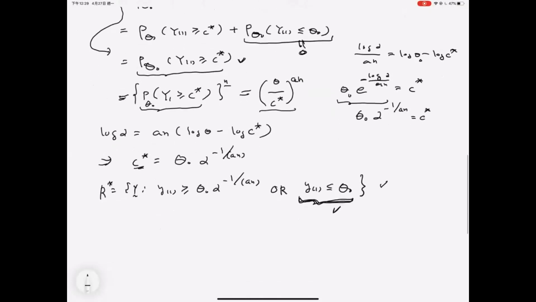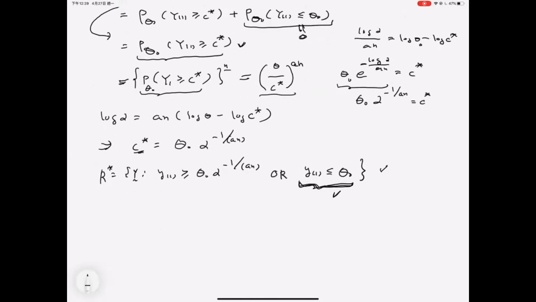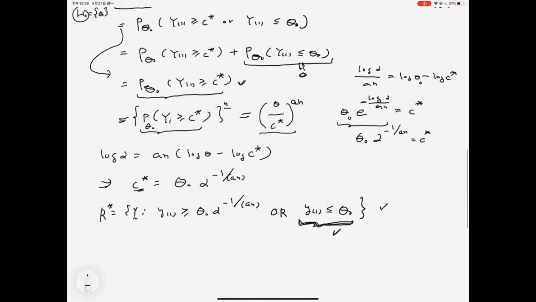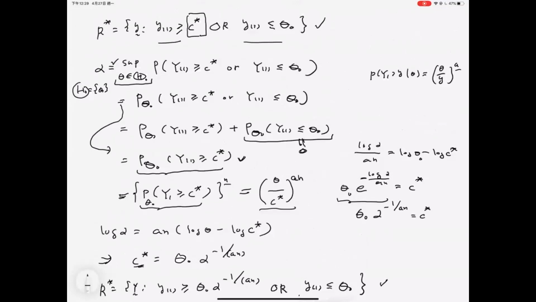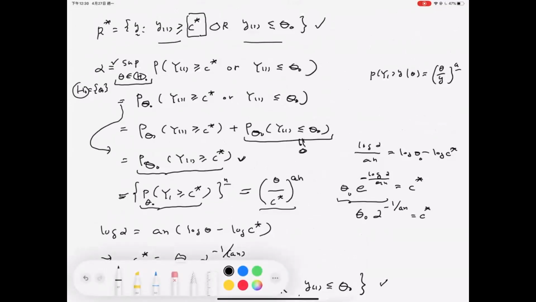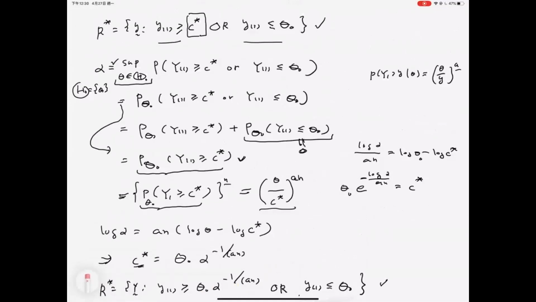Good. Any questions on A and B? Let me see, I got a chat right here. Why will the second term have probability zero? Okay, Tarek, you've got a question for that. So the probability of theta naught, Y1 less than theta naught, is going to be zero. Right, so let me take this out. You're asking about this guy right here. Okay, so look at this.